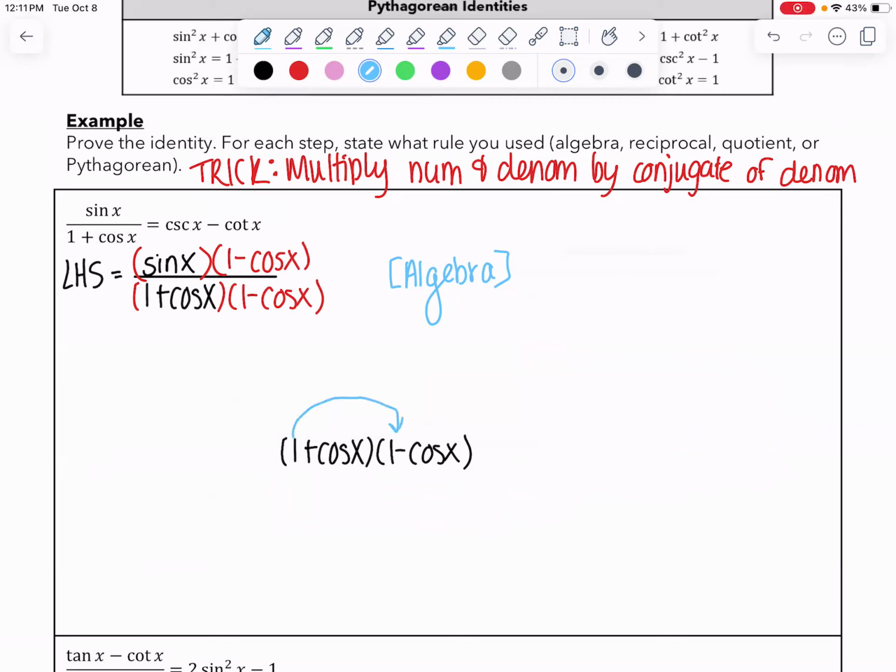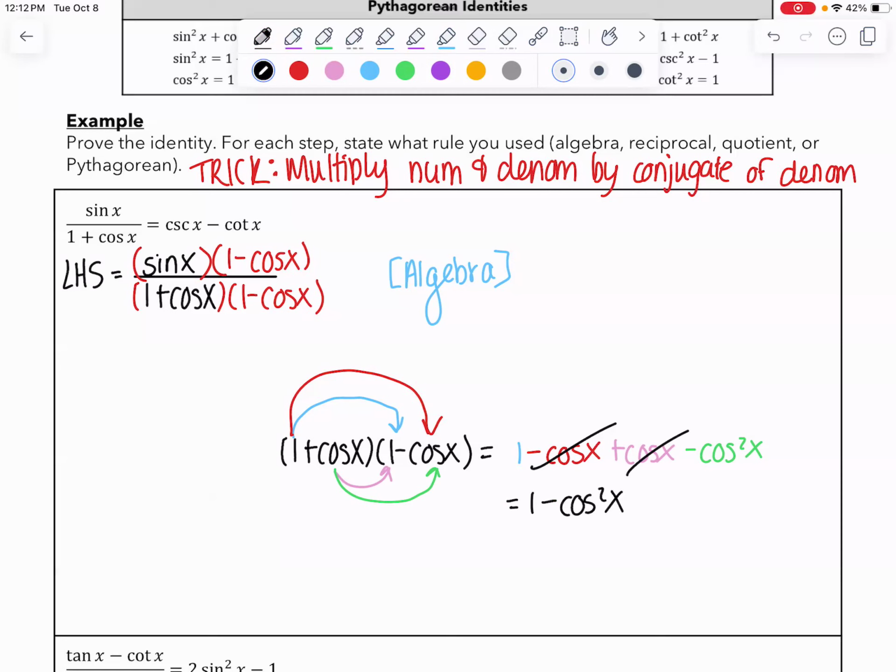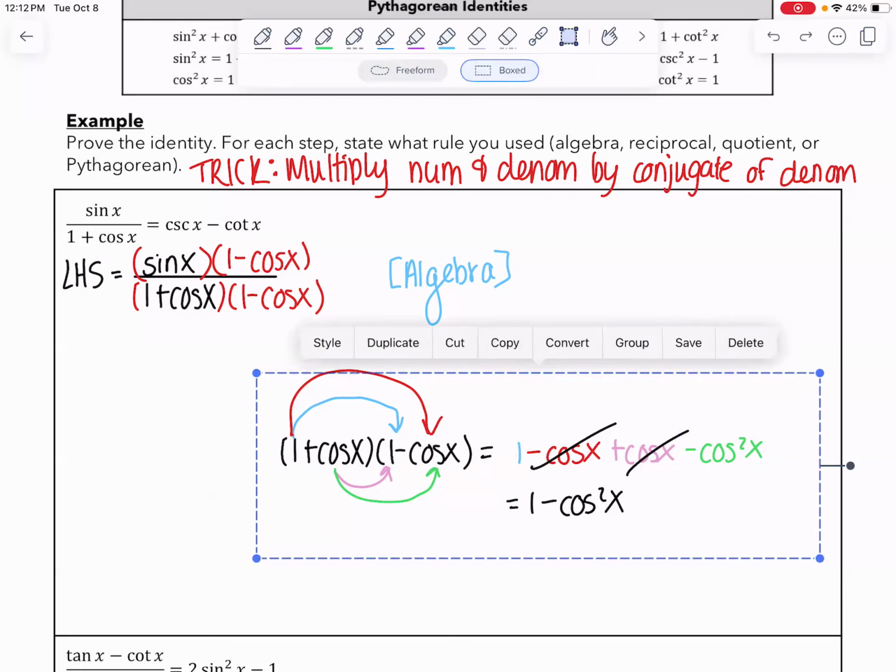So you multiply the first ones together, right? 1 times 1 is 1. Outer: 1 times negative cosine x, that's negative cosine x. Cosine x times 1, that's plus cosine x. And cosine x times negative cosine x is minus cosine squared x. So the negative cosine x and positive cosine x cancel each other, and you end up with 1 minus cosine squared x. The middle terms cancel. It's a big deal. That's why we chose to do the conjugate, so that the middle terms would cancel.